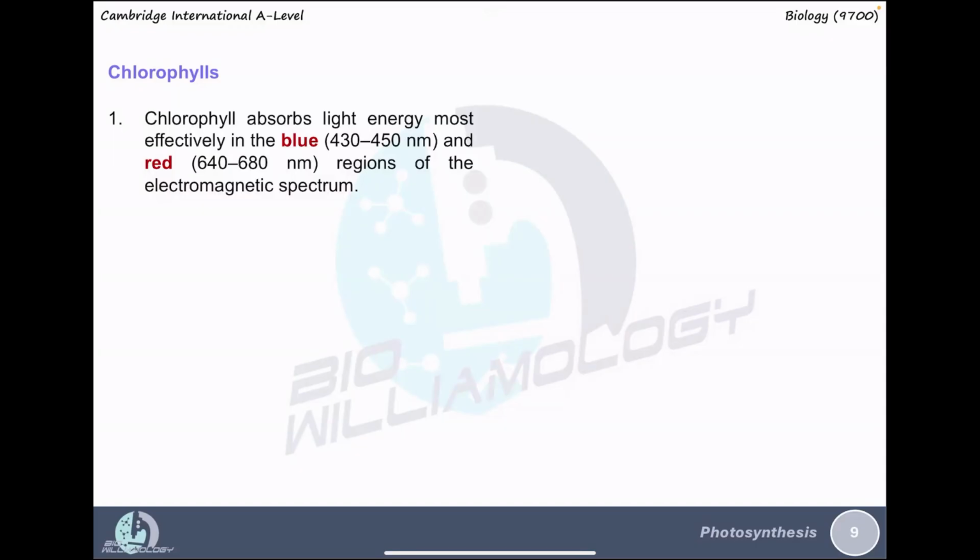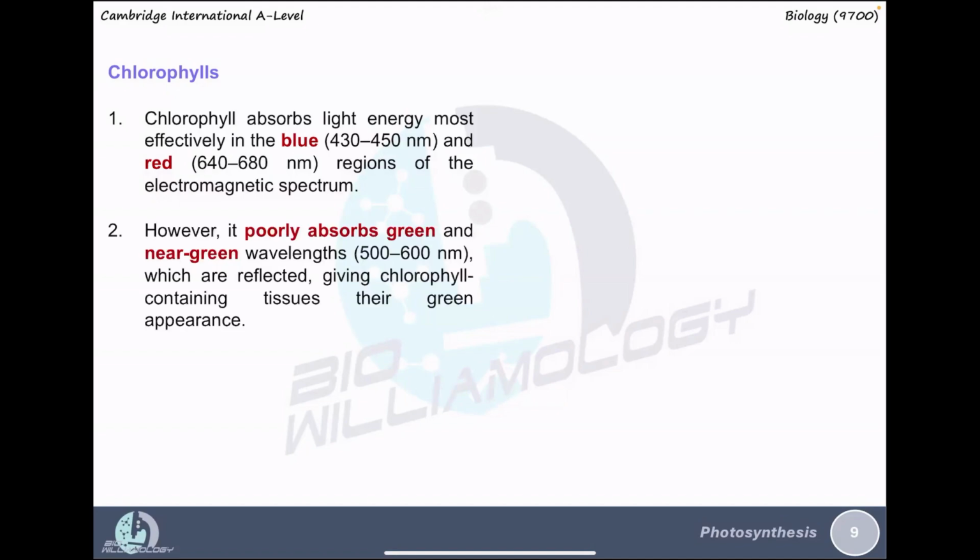If you look at this visible light electromagnetic spectrum, it goes from about 400 nanometer, the violet region, all the way to 700 nanometer, which is the red region of the spectrum. So it's quite narrow, about 400 to 700 nanometer wavelength for visible light. Chlorophyll A and B absorb most effectively in the blue, about 430 to 450, as well as the red, 640 to 680 nanometer wavelength.